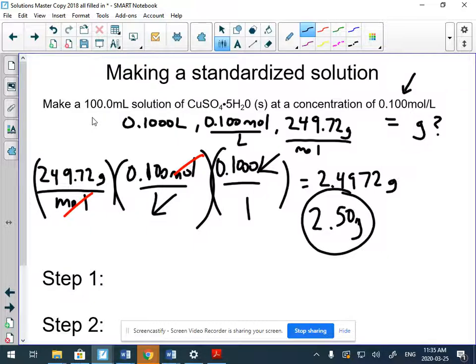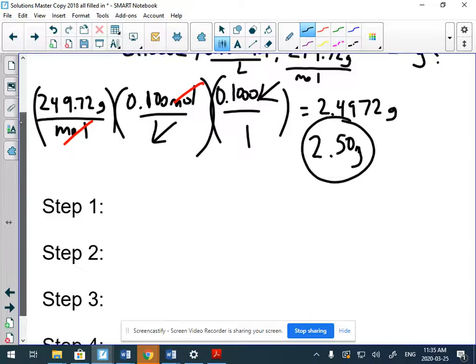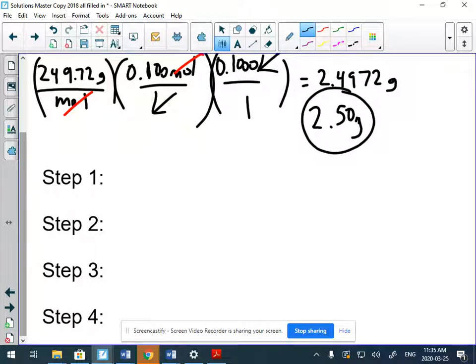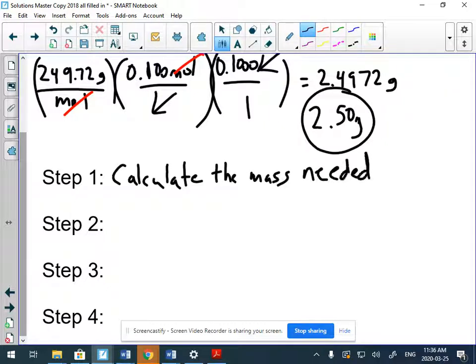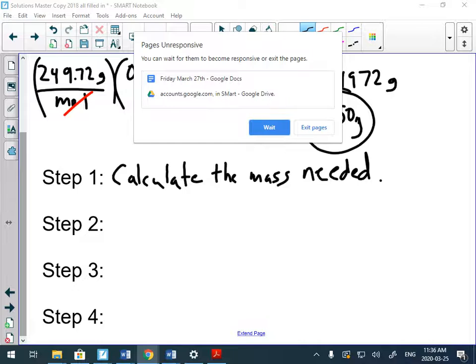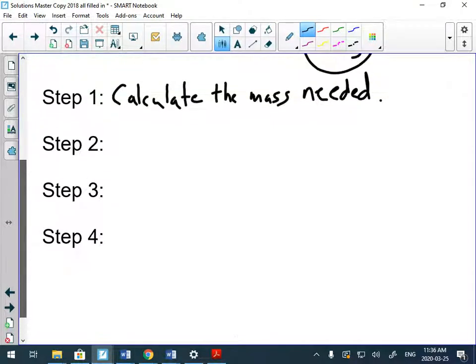But in order to make a solution, you have to go through a series of lab steps. Okay? We've already done step 1, which is calculate the mass needed. Okay? What do you think step 2 is? Once we're done calculating the mass, how do we get the mass? Well, step 2, spoiler alert, after we're done calculating the mass needed, is we have to weigh the mass.